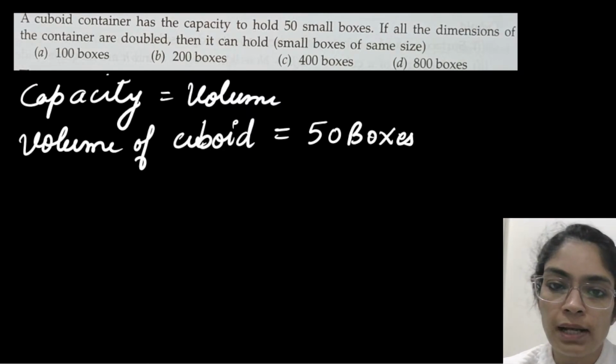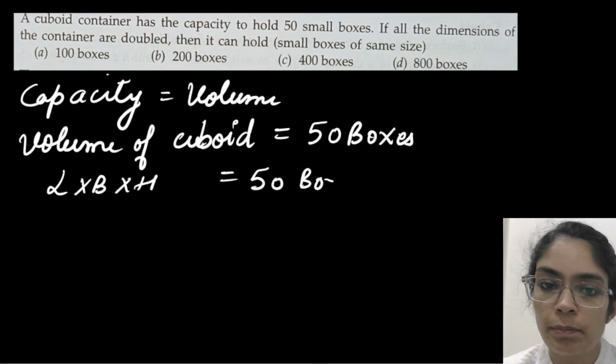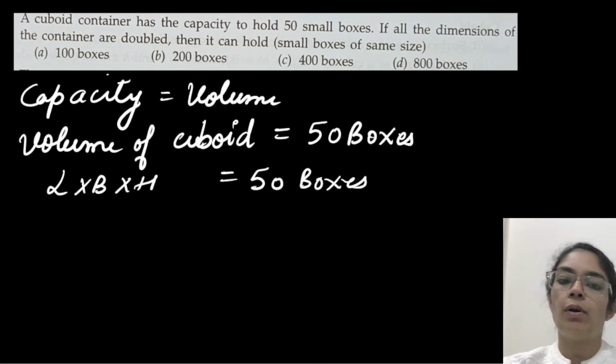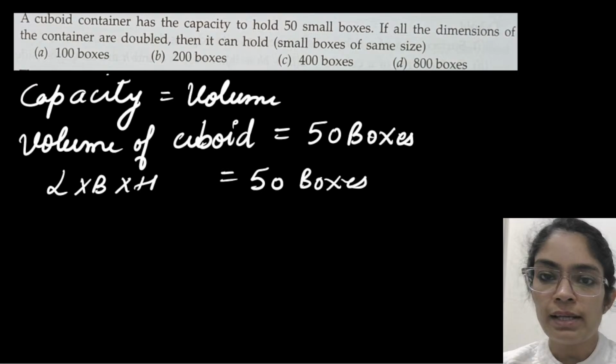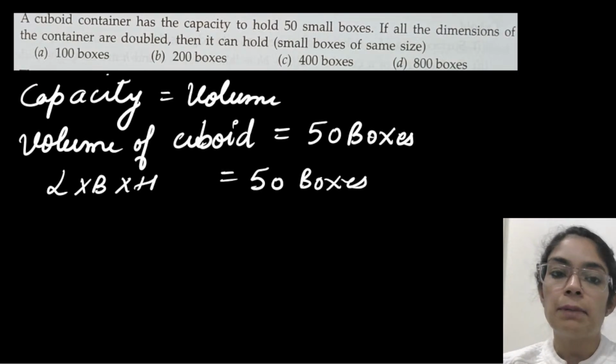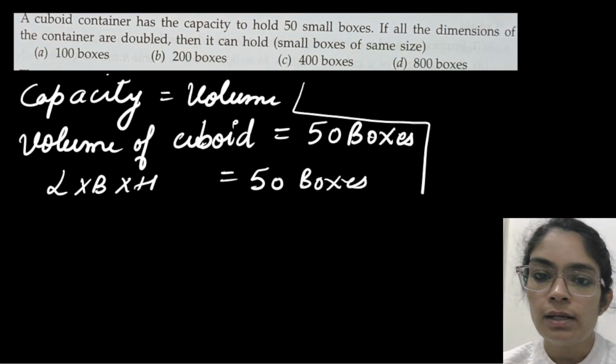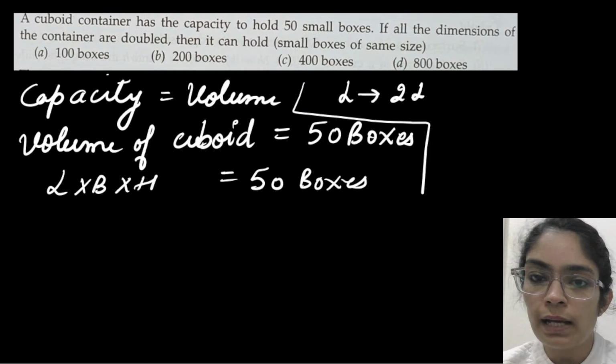The volume's formula I know, that is length into breadth into height. So this equals 50. This capacity is given to us in terms of boxes. Now what they have mentioned: if the dimensions of the container are doubled. Dimensions means length, breadth and height. Doubled means length becomes 2L, breadth becomes 2B and height becomes 2H.